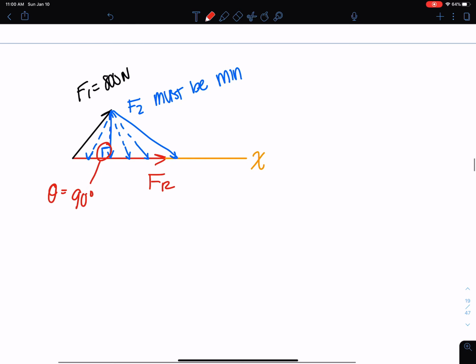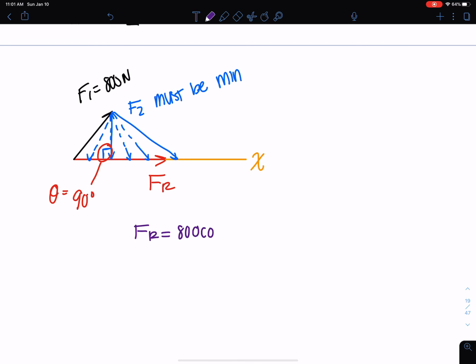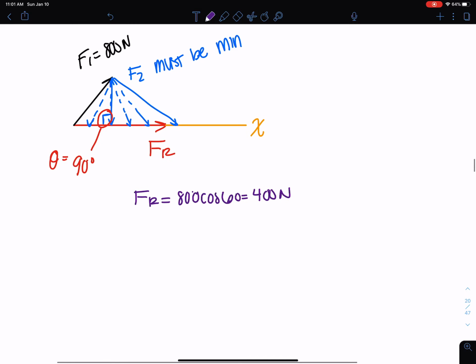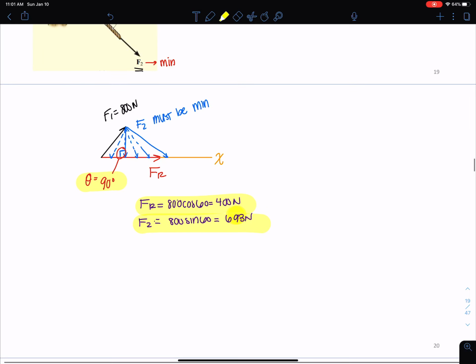If that's the case, then my FR is equal to 800 cos 60, which is 400 newtons. And my F2 would be 800 sine 60, which is 693 newtons. And that's it. So pretty simple using the triangle rule to solve for these things, right?